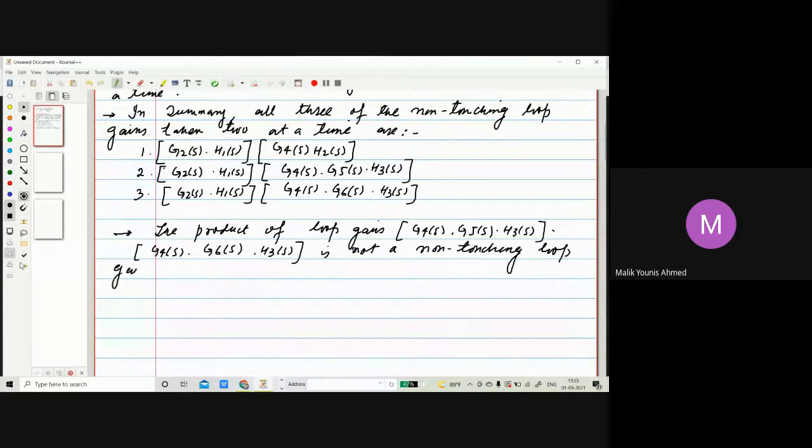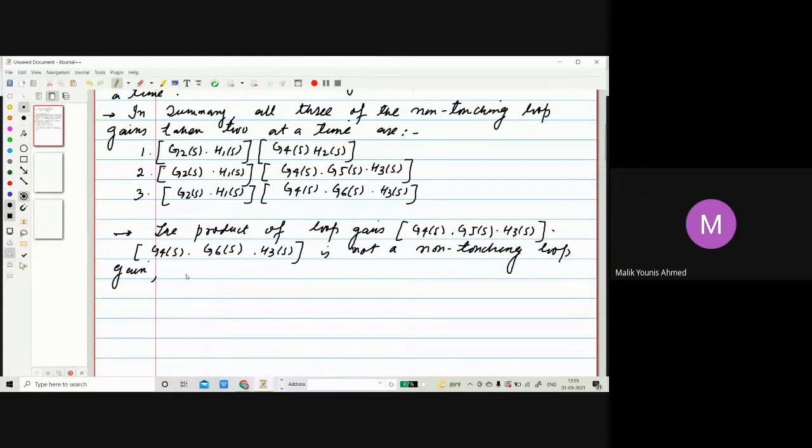Why it's not, Tanzib? Why is this not a non-touching loop gains? Sir, they have a node in common. Yes, that's clear. Since a node, any node is common, that's all. Wherever the node is common, the rule gets violated, and that's not a non-touching loop.